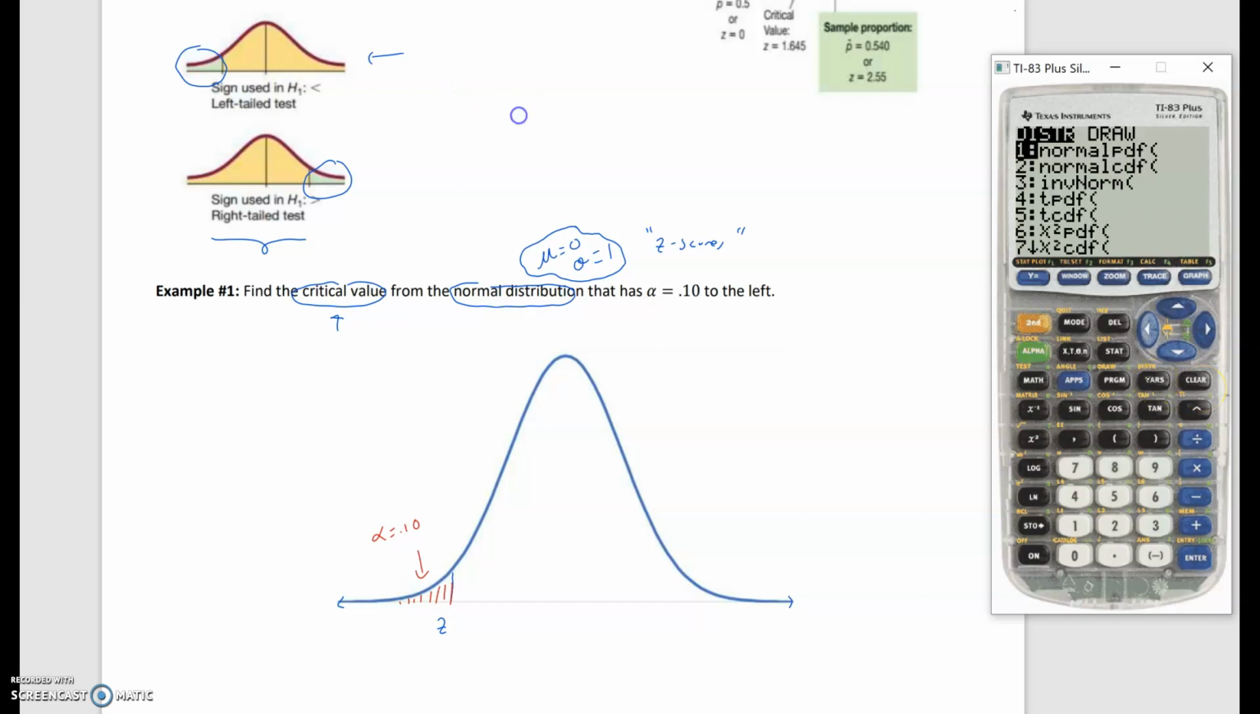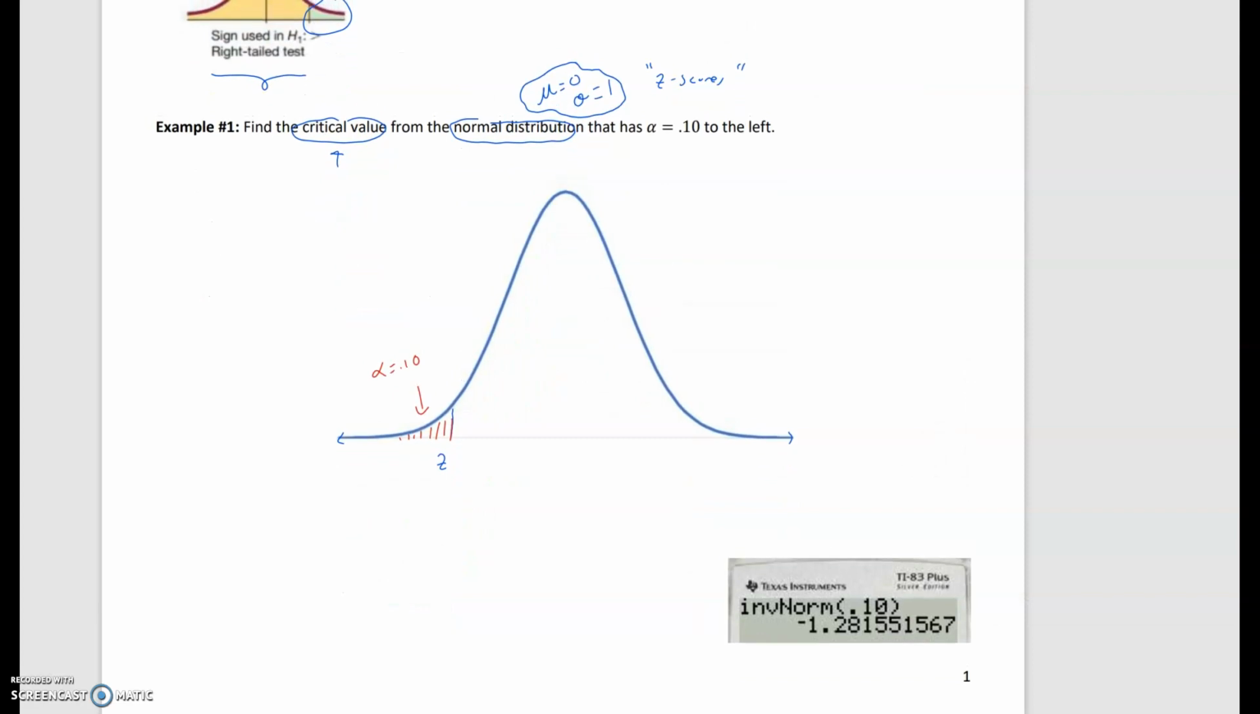You're basically just going to activate the inverse norm. And the inverse norm works with area to the left. So simply 0.10 area to the left. If you are modifying the mu and sigma, then you actually add them afterwards with a comma. And in this case, this will be negative 1.28. Once again, to activate it, you go second, distribution, and then your inverse norm. So we're looking at negative 1.28. I put in the code there so we could have it as reference. In this case, this is equal to negative 1.28.